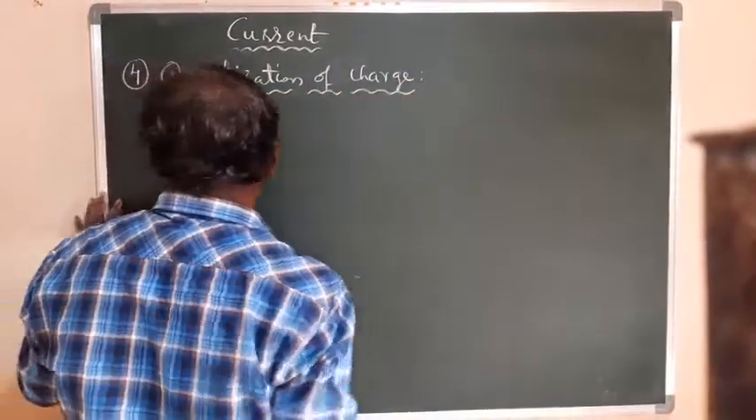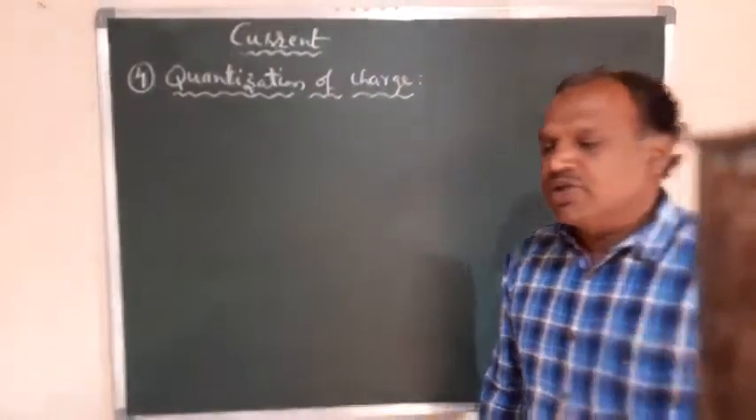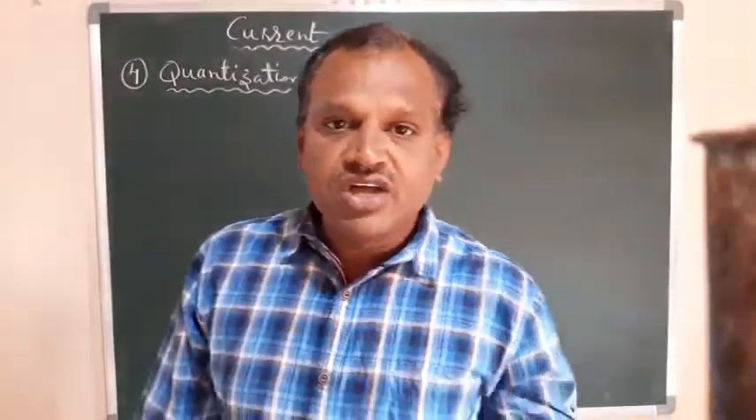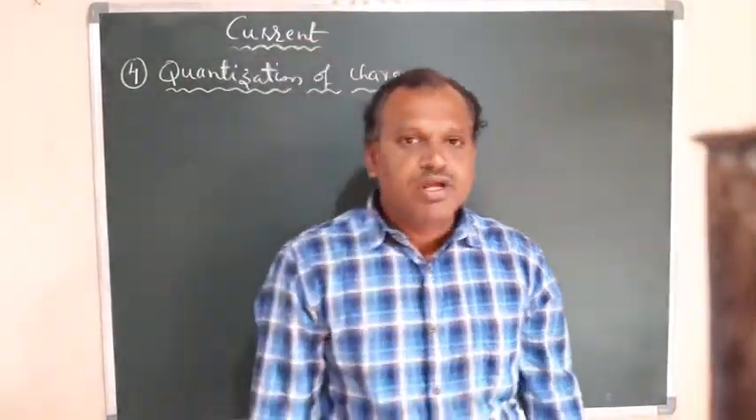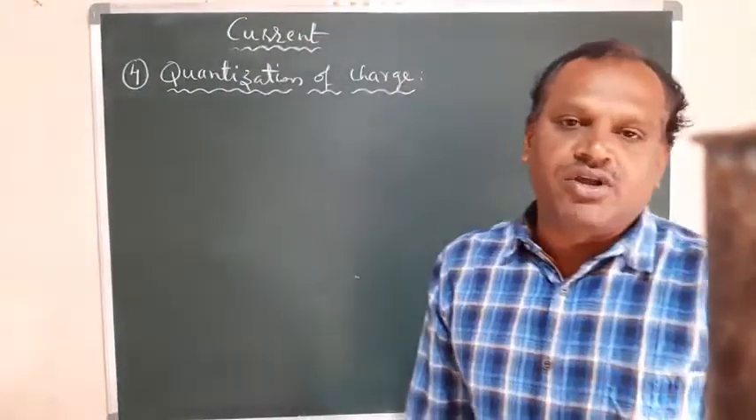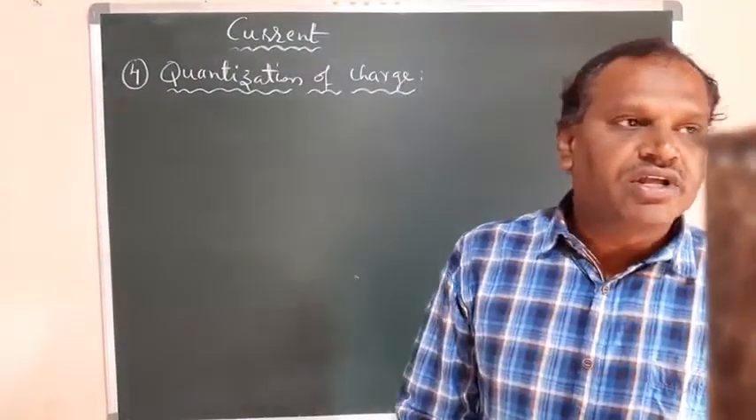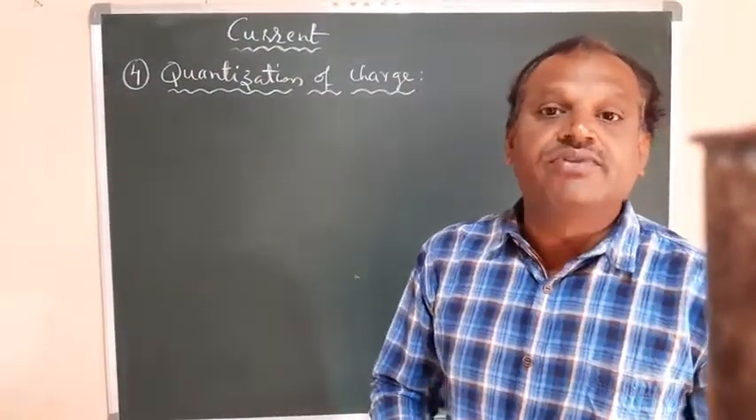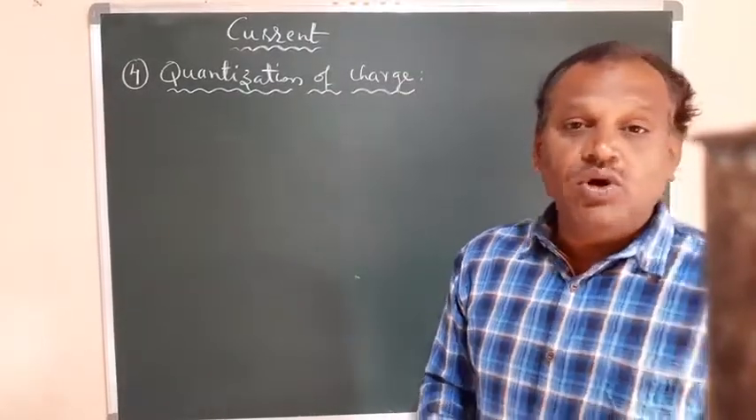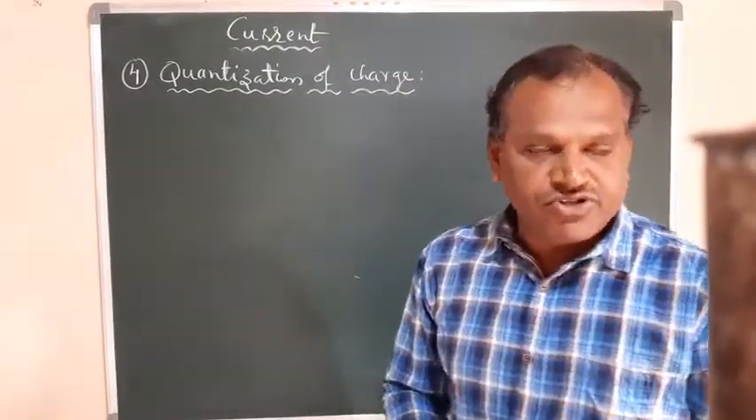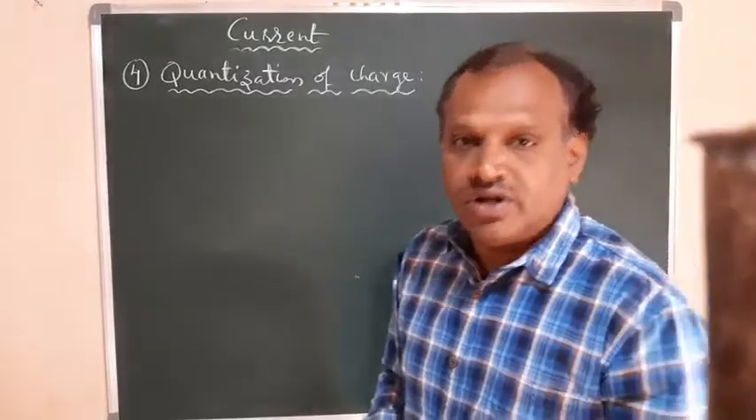So, quantization of charge. The charge on any object can exist only as an integral multiple of a small packet of charge. Fractions of that small packet do not exist. Only integral multiples of the small packet of charge can exist. That is what is called quantization.